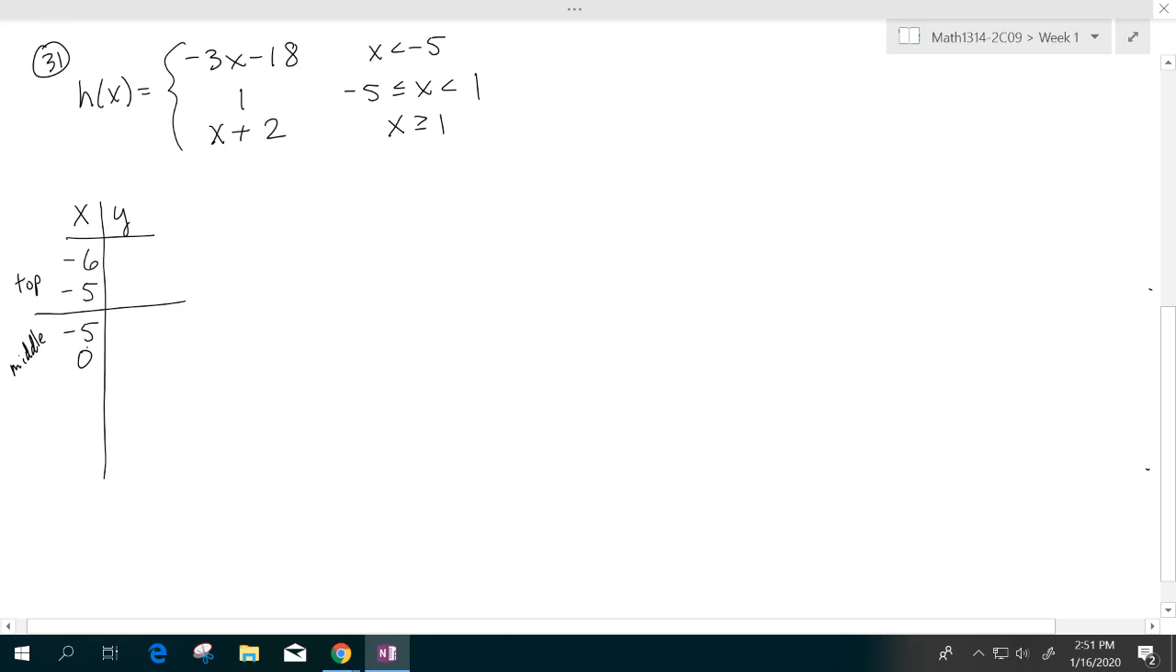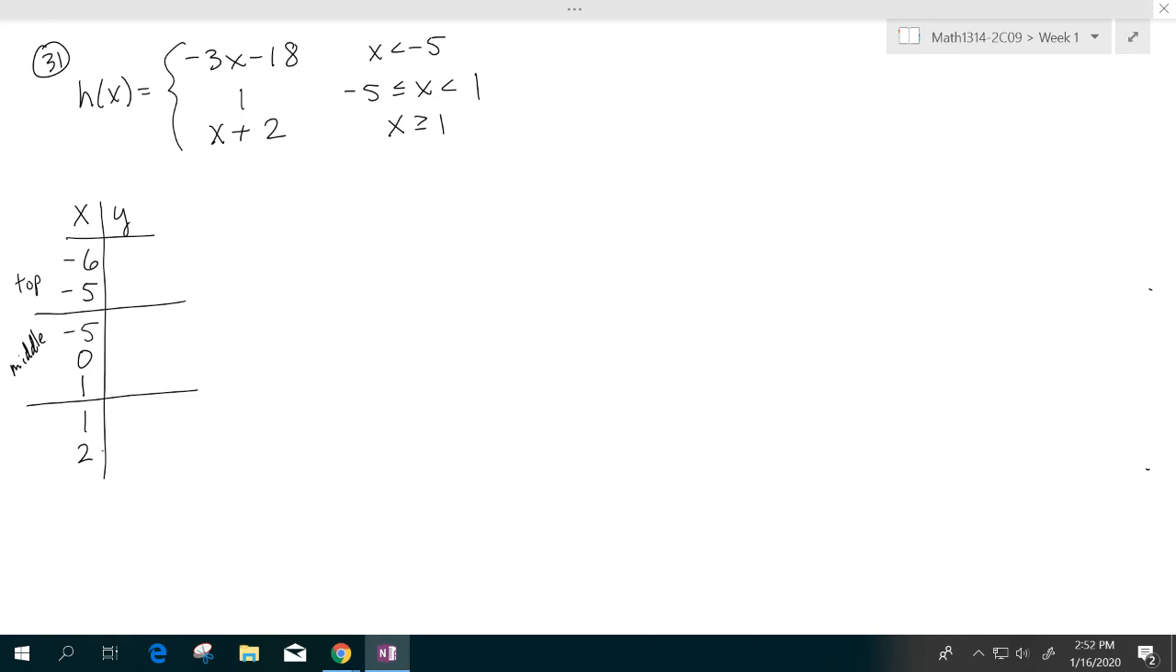And then, what is the next transition point? 1. Do y'all see that? 1 is a transition point. So I'm going to have to use 1 twice. I'm going to have to use 1 in the middle, and I'm going to have to use 1 in the bottom. Pick me another X that goes in the bottom. 2. What else could I have picked in the bottom? 3, 4, 5. Any number bigger than that.